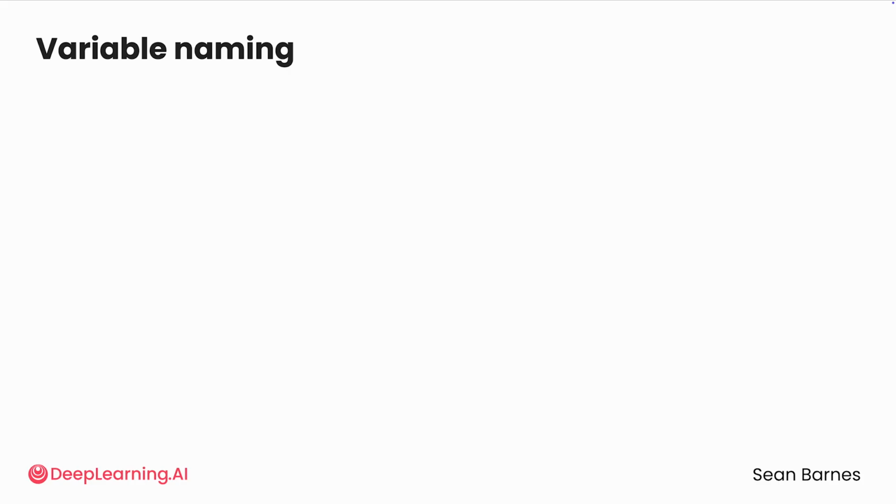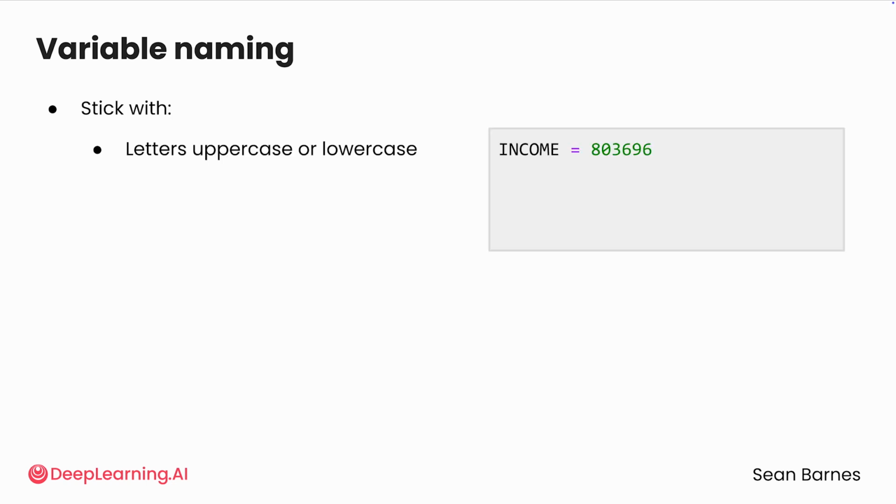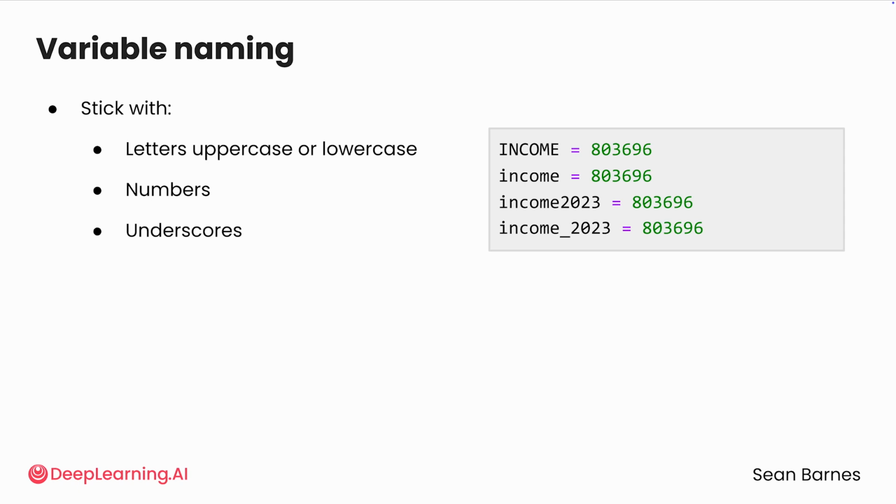There are rules for variable naming. Basically, stick with letters, uppercase or lowercase, numbers, and underscores, and you'll be fine. Make sure you start your variable with a letter. You can read more about the specific rules for naming in the upcoming reading item.